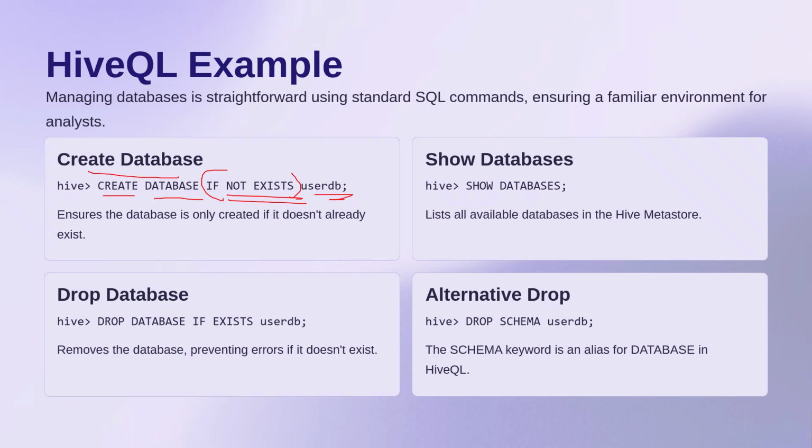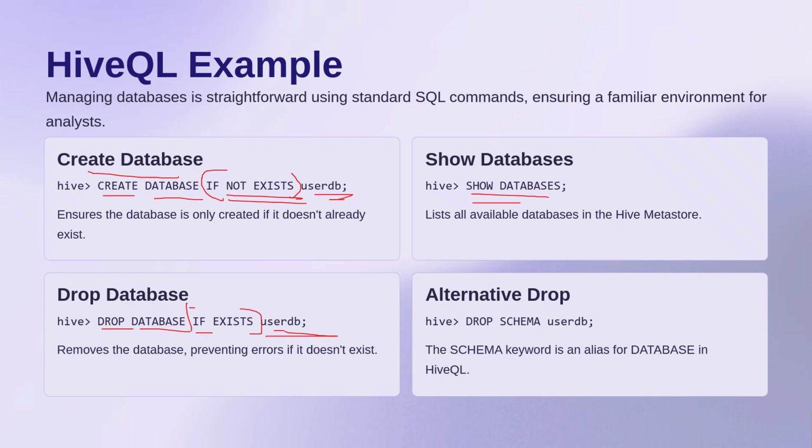Now we'll check if the database has been created, or how many databases are available to us. We'll write show databases. This will give us the entire list of all the databases available in our system. Next, if you want to drop a database, you'll just write drop database and the database name. And here we have written if exists to check if the database exists, then only it will delete.